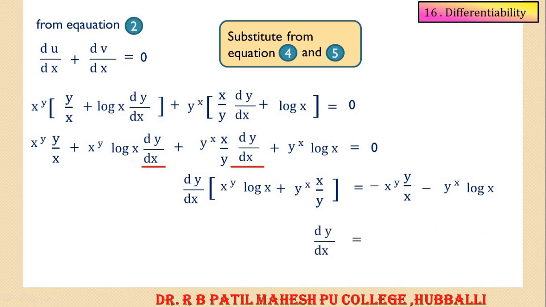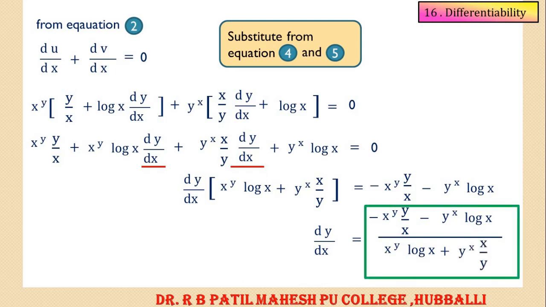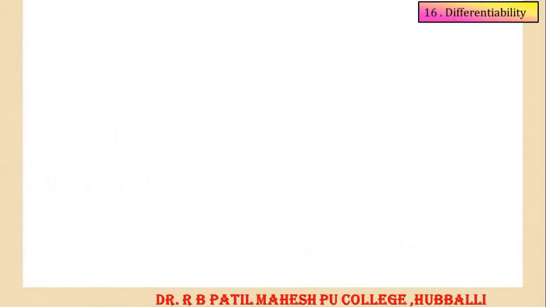So now this multiplication term, transfer to the right side, you will get the dy by dx term. So dy by dx is equal to minus x raised to y upon x minus y raised to x log x, whole divided by x raised to y log x plus y raised to x into x upon y. So this is the dy by dx function answer. I hope you understood, students. Now see the next question.